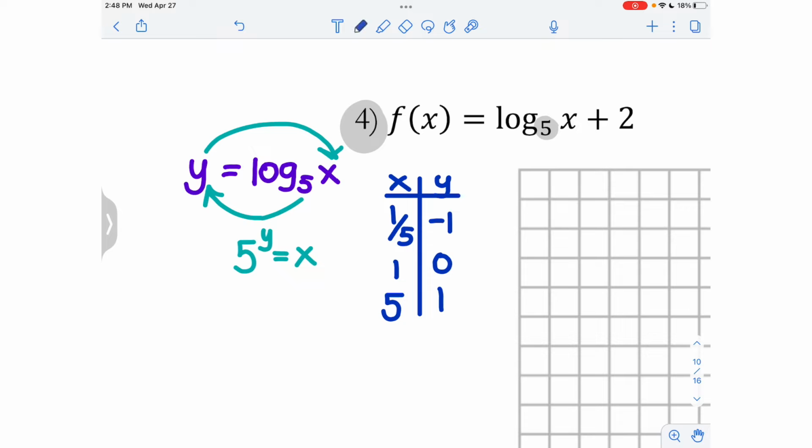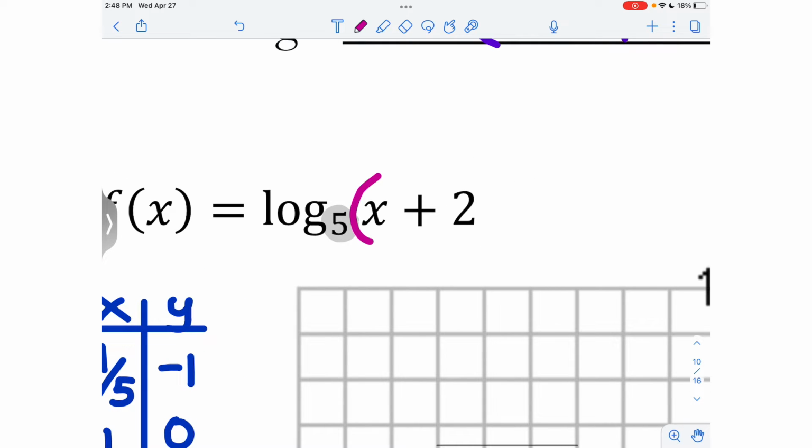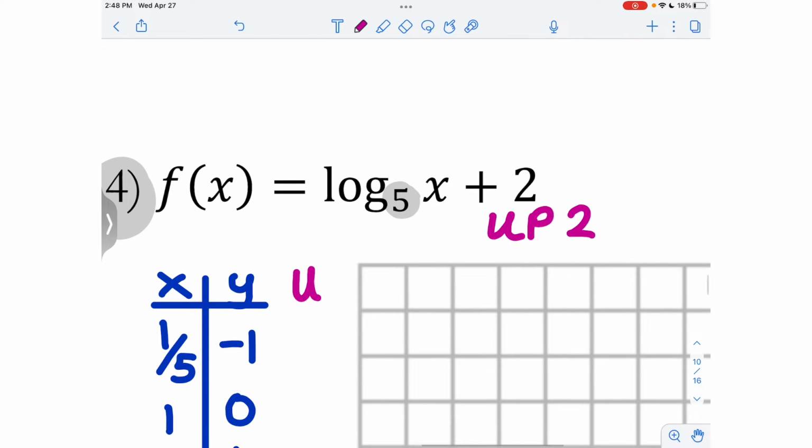Now, again, this is just the original graph. I then need to move it. This +2 is not in parentheses. If it were in parentheses, this would go left 2, so don't forget to do the opposite. But this is not in parentheses, so this actually goes up 2, which affects my y values.